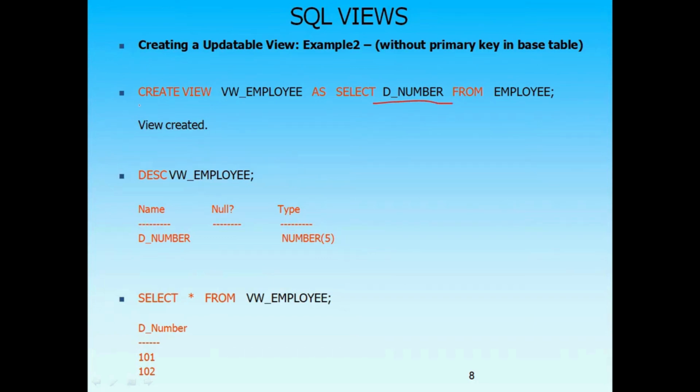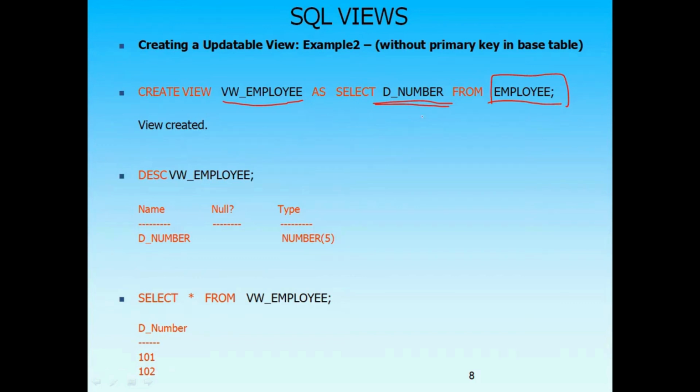In this second example, we have created a view without the primary key value. Create view employee, the name of the view is the same here, as select D number. Only D number I want to select in the view. In the employee table there are two fields, employee number and department number. I have skipped employee number and only selected the D number from the base table. Now while inserting or performing different operations, what happens, we will discuss with the example.